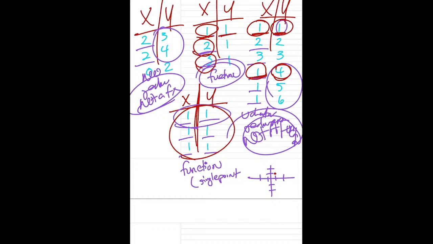But the point is, each x, as long as it's different, can have the same y or can have different y's. It doesn't matter. But if you have this 2, it had better show up with 3 every time. If it shows up with this 4, it's not a function. This 1, it better show up with 1 every time.